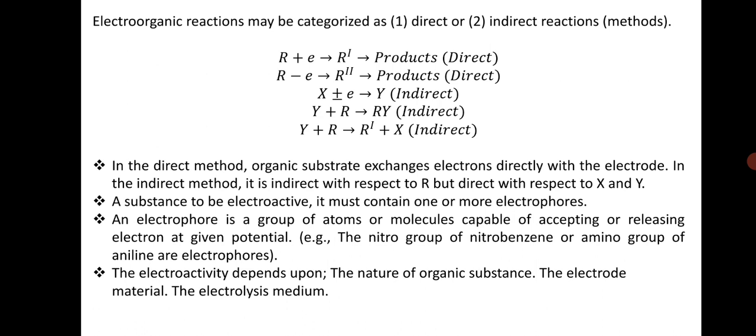So the electroorganic reactions are either direct or indirect reactions. In the direct reactions, the substrate directly exchanges electrons with the electrode, and in the indirect reactions, the reactant or substrate does not exchange electrons directly with the electrode. The electron exchange takes place when the substrate contains one or more electrophores, and the electroactivity depends upon the nature of the organic substance, the electrode material used, and the electrolysis medium or electrolyte.